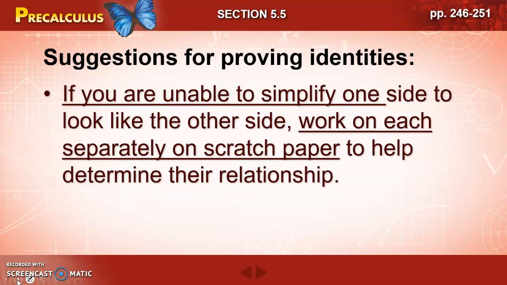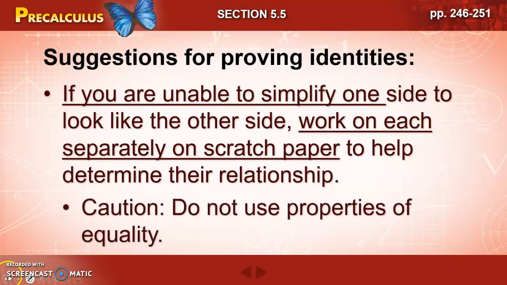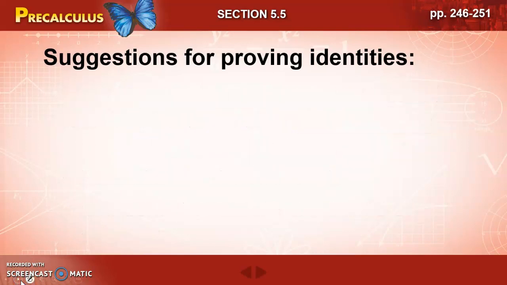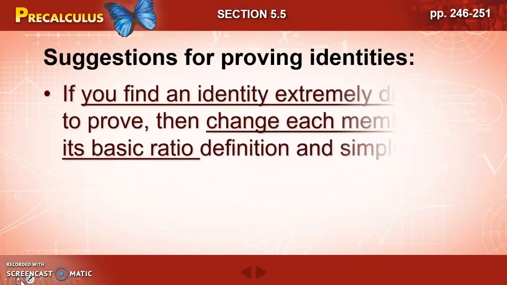Trig identities and proving these identities are kind of like that sometimes. You're not sure how the two are connected, and you've got to kind of work to find what the relationship is between them. So you'll see that when we go through some examples. We don't want to use properties of equality. So we don't just want to say 2 plus 2 equals 4. Okay? We want to use other definitions and identities.